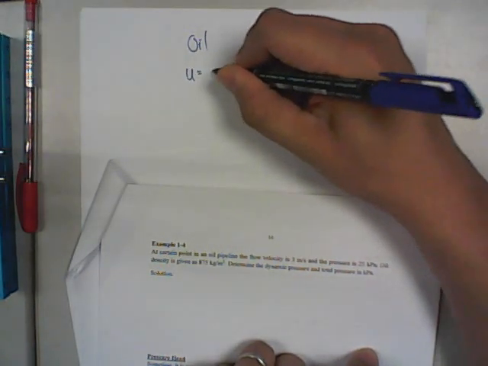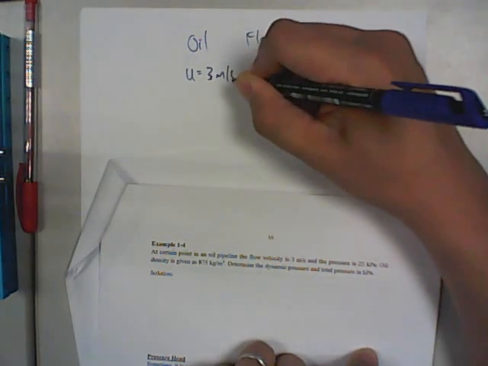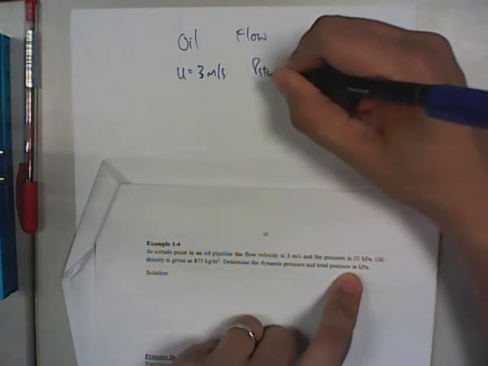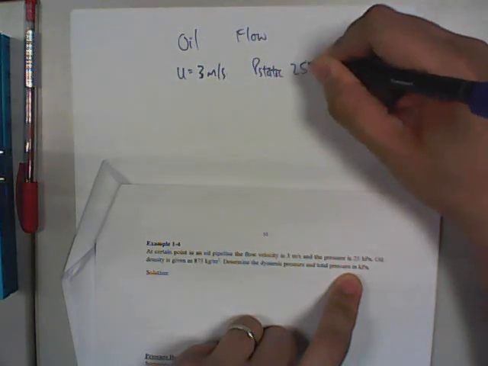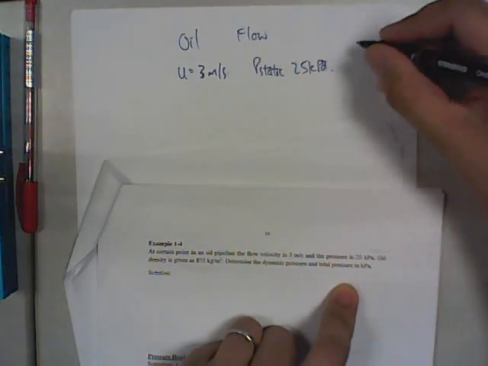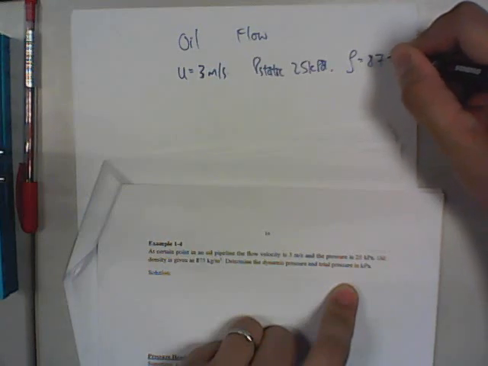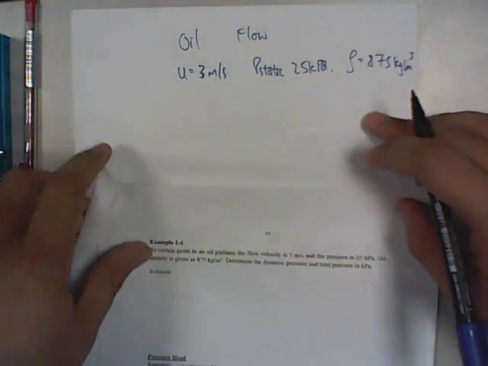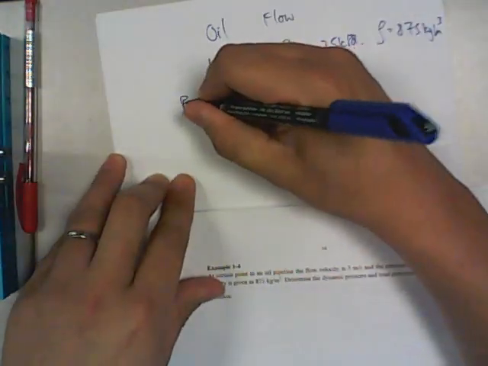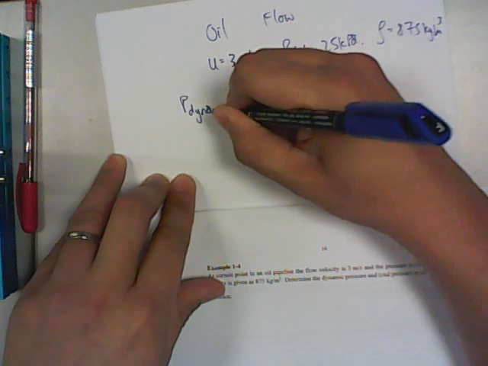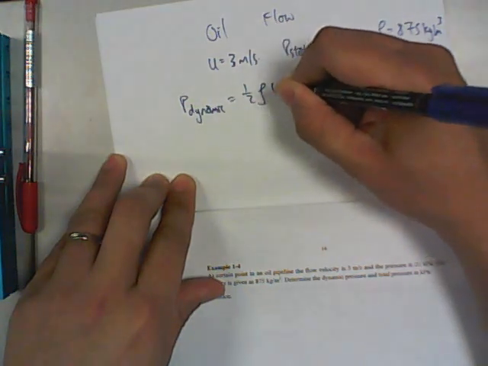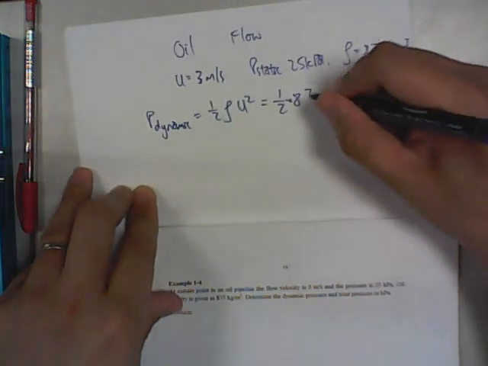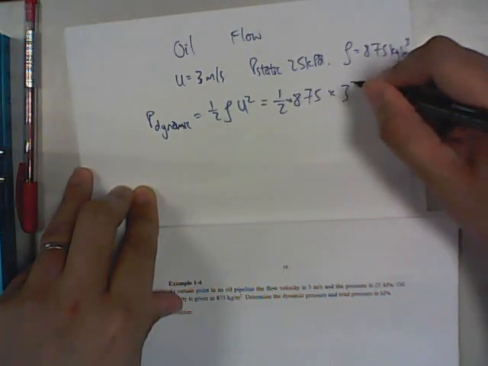So the velocity is 3 meters per second, and the pressure is 25 kilopascals. This means that your static pressure is 25 kilopascals. The density is given as 875 kilograms per meter cubed. So determine the dynamic pressure and the total pressure. The dynamic pressure will be half rho u squared. So it is half of 875 and square of 3.